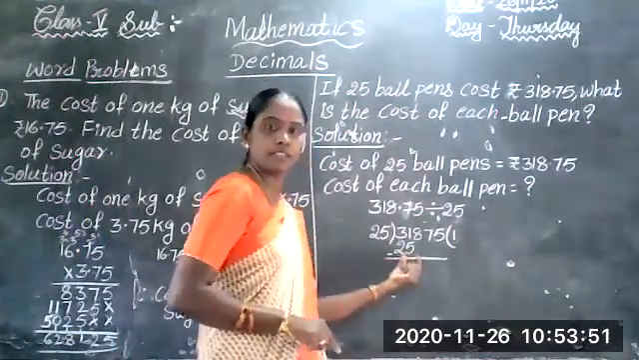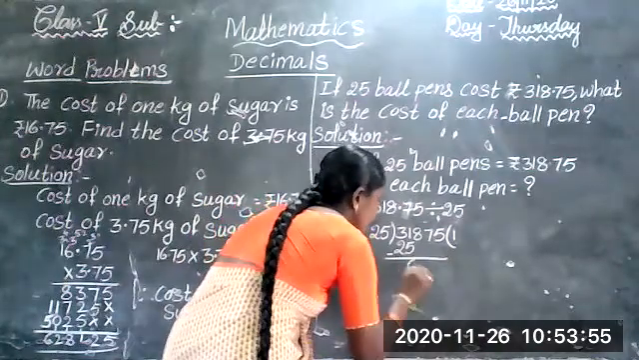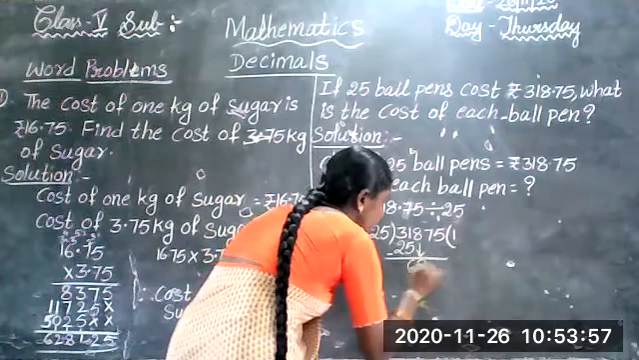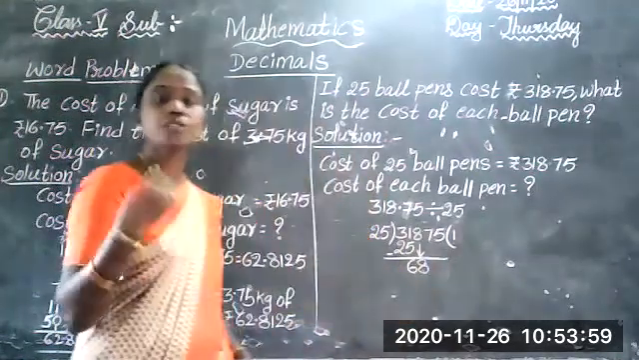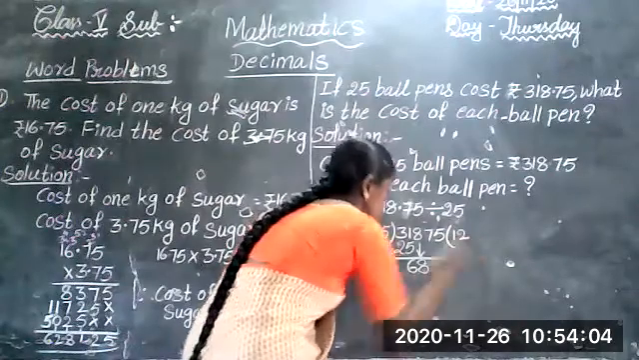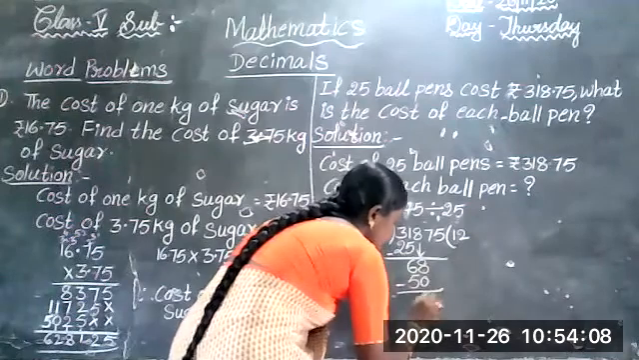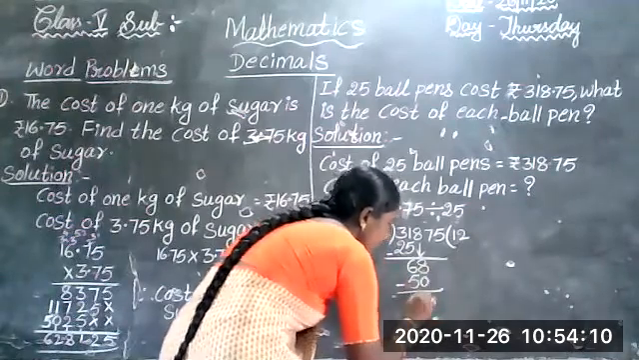31 minus 25 is 6. Take the next number, 8. 25 2s are 50. 25 2s are 50. 8 minus 5, 6 minus 5 is 1.